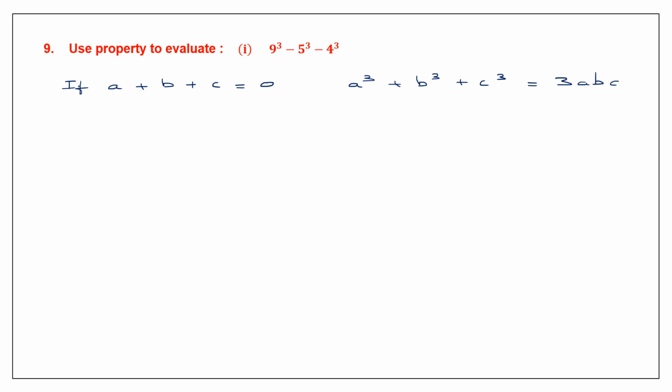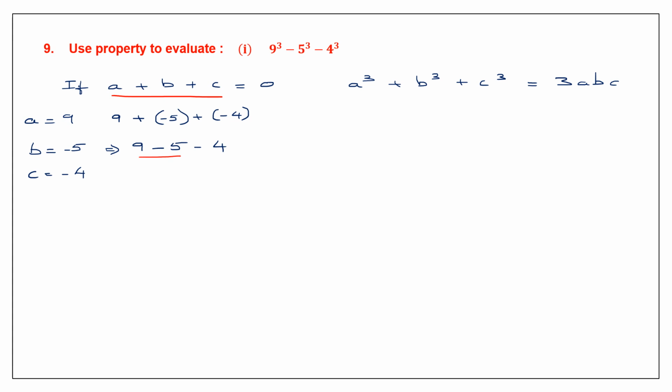So in this case, we are going to first check to see whether a plus b plus c is equal to 0. So what is a? A is 9, b is negative 5 and c is negative 4. So now let's apply this and see a plus b plus c, what we get. So a is 9, plus b which is negative 5, plus c which is negative 4. Let's open brackets here. So what do we get? We get 9 minus 5 minus 4. Now 9 minus 5 is 4. 4 minus 4 is 0. So this is equal to 0.